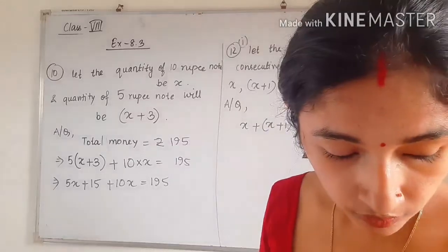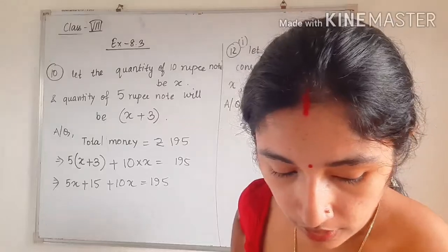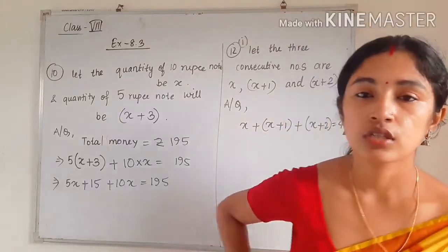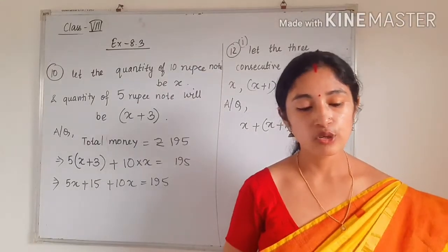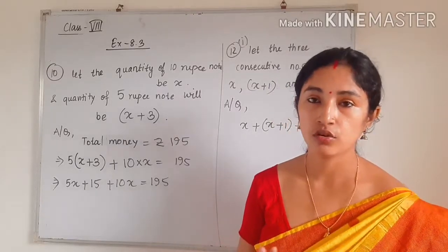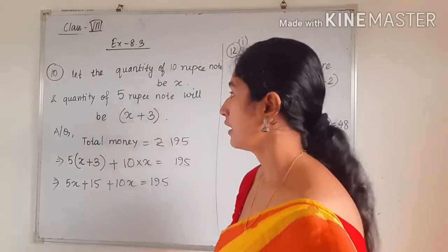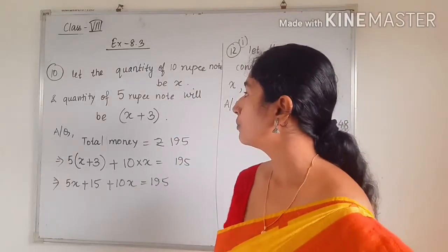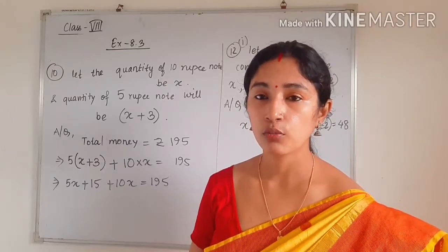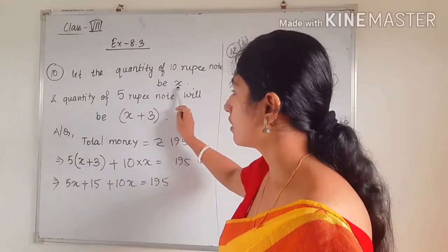So here it is written, Jagdish has 3 more 5 rupee notes than 10 rupee notes. That means it is written in terms of quantity. So Jagdish had 5 rupee notes also and 10 rupee notes also. But 5 rupee notes are 3 more than 10 rupee notes. Okay. So for that sentence we are making the first condition. Let the quantity of 10 rupee notes be X. That means he had a total of X 10 rupee notes with Jagdish.